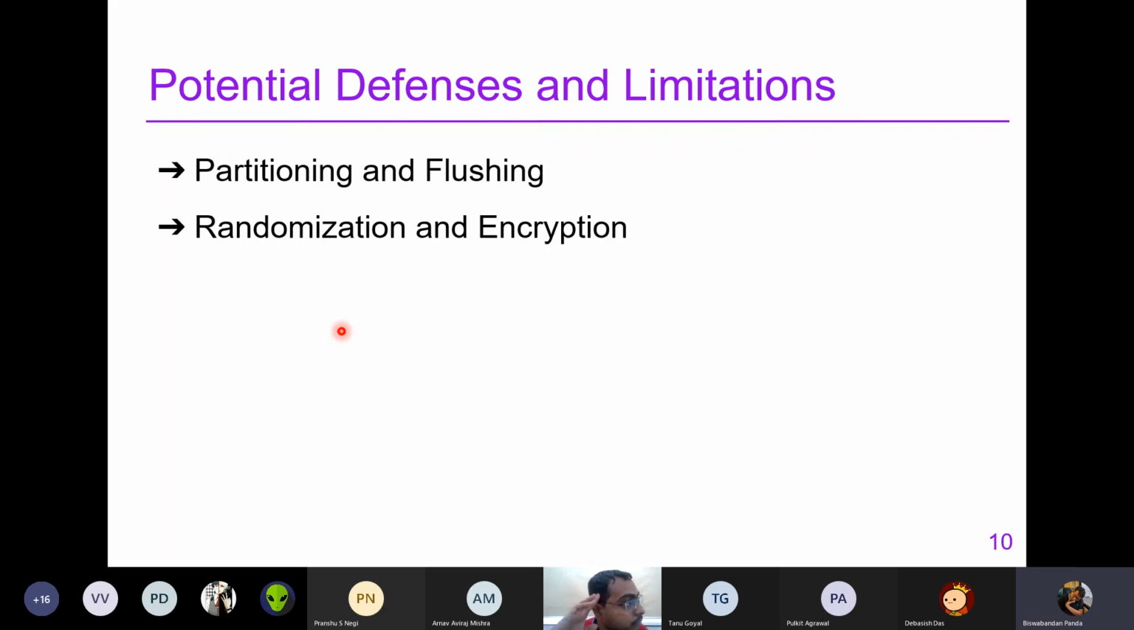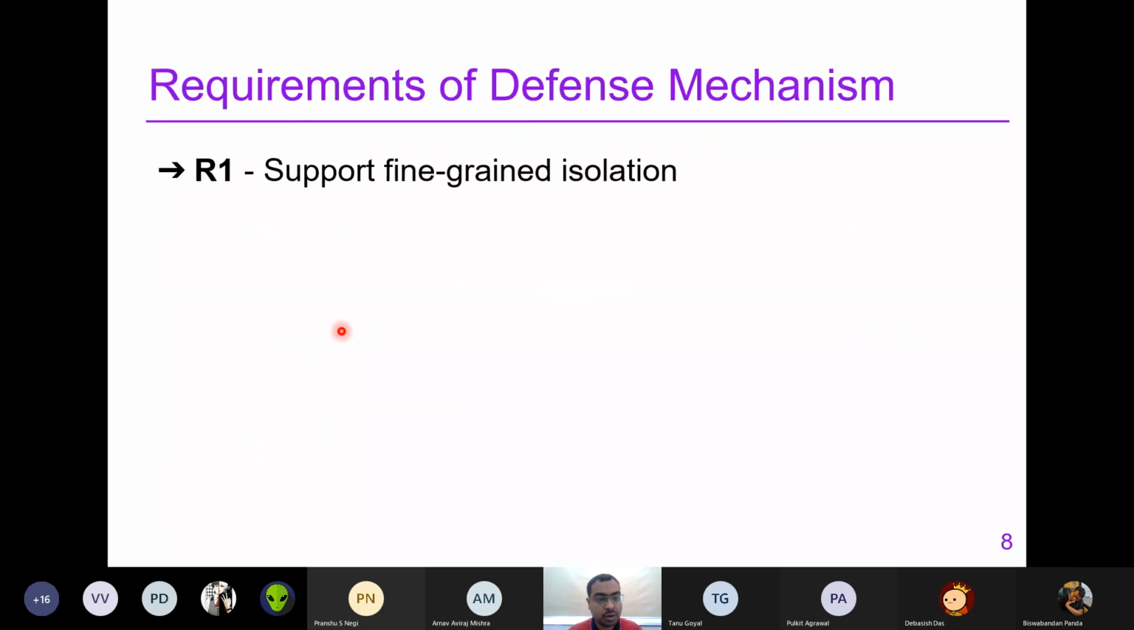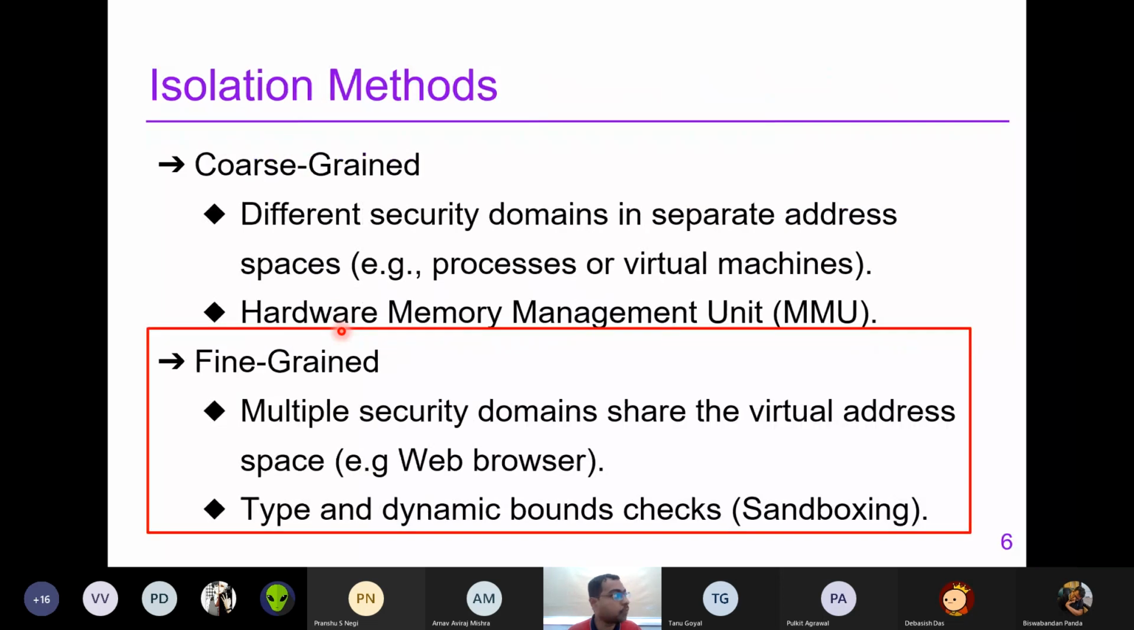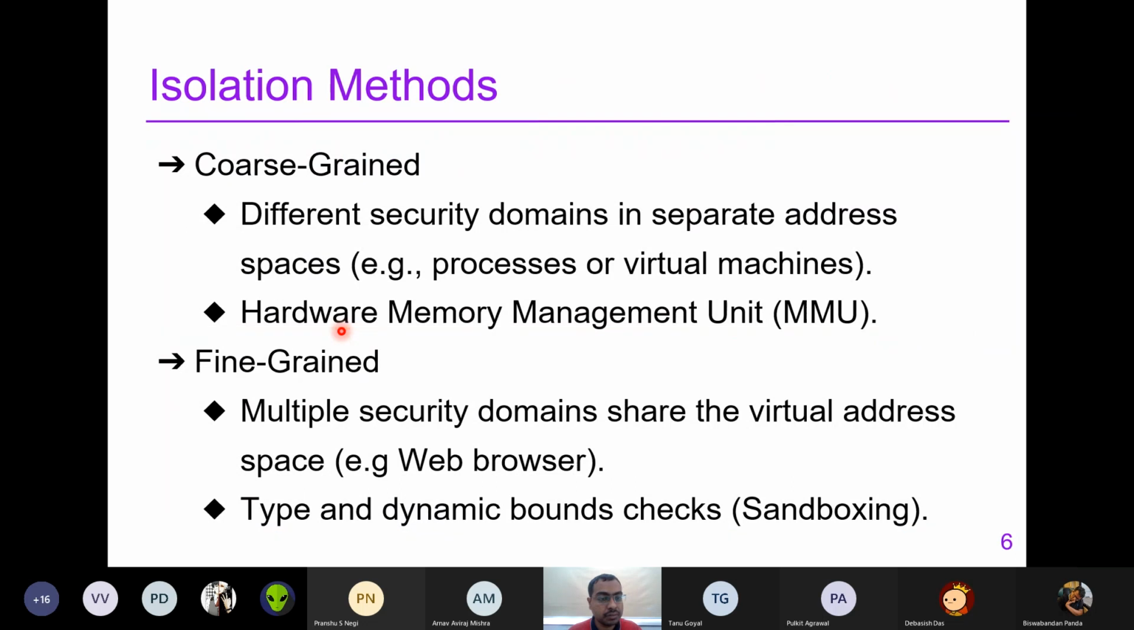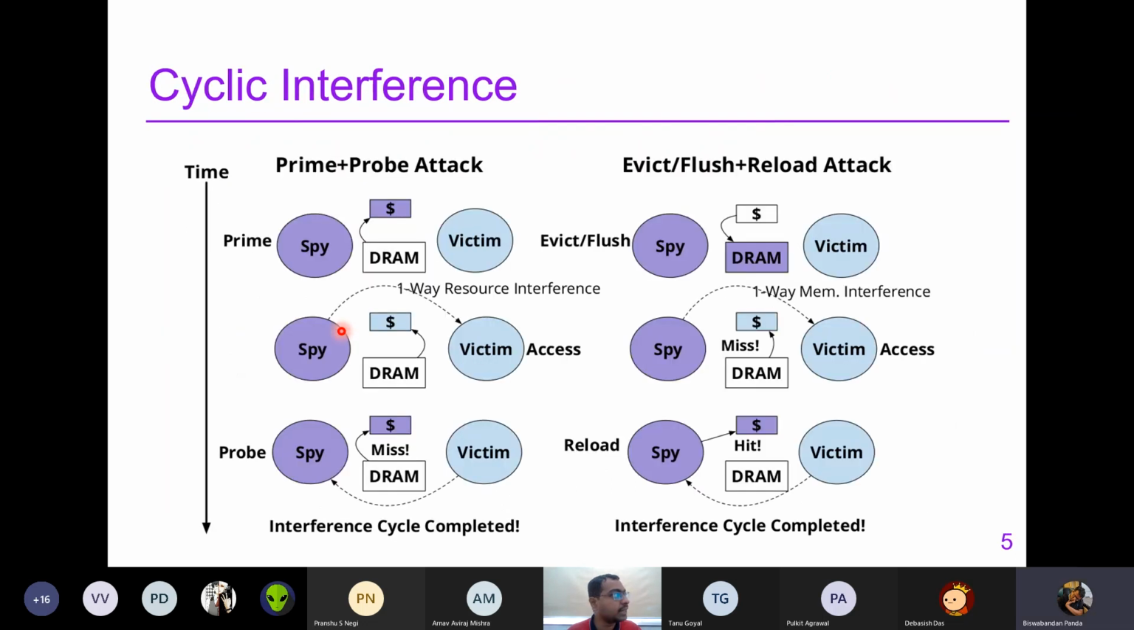What exactly is the goal of this paper? The goal of this paper is to detect attacks performed in a fine-grained isolation setting, using this property I showed before, cyclic interference. Eventually they will propose a detection mechanism which will try to detect these contention-based attacks and also the speculation-based attacks in the fine-grained setting.